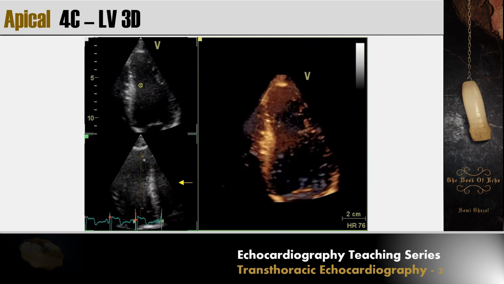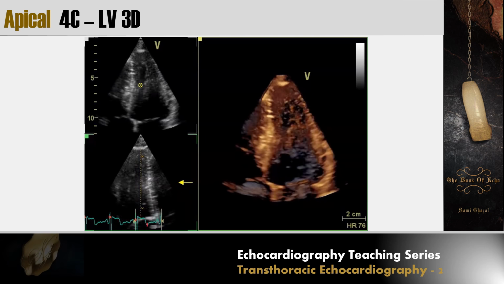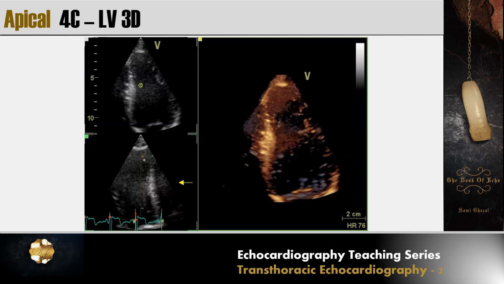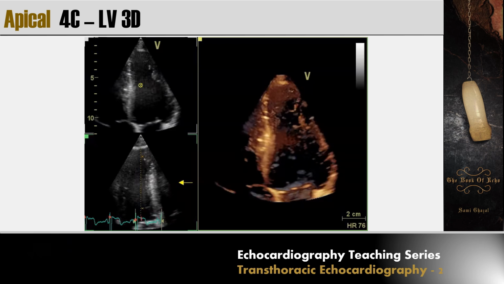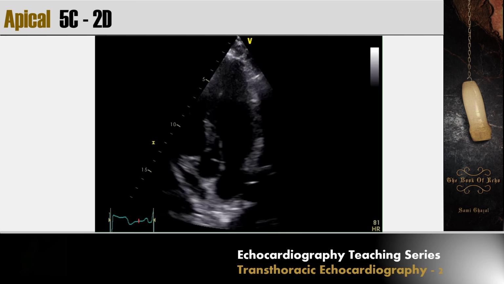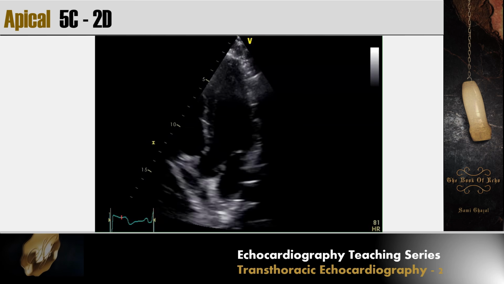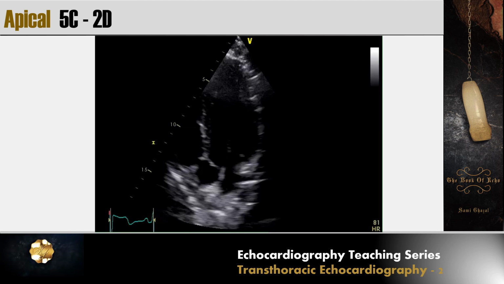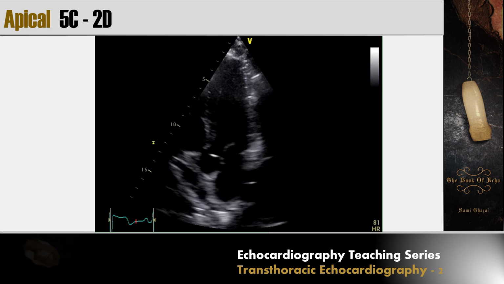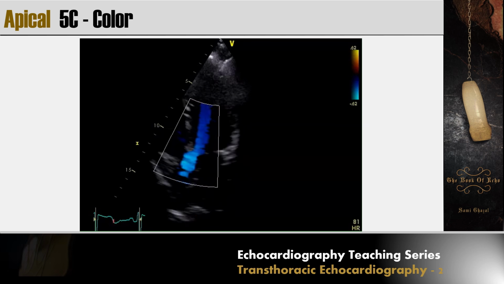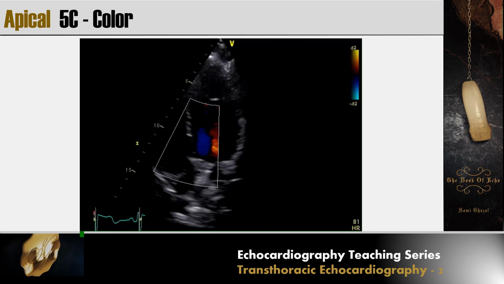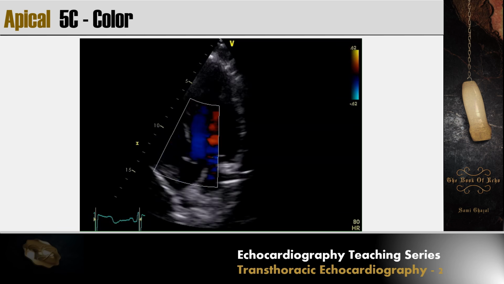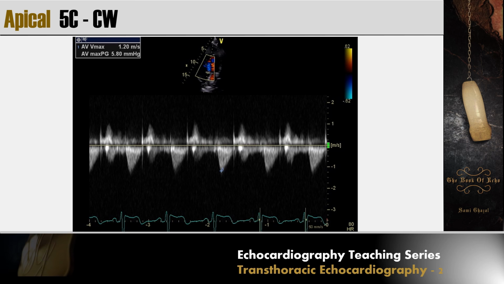If you have the capability of 3D, before you leave the apical fourth chamber, just acquire the 3D image of the LV. From the apical fourth chamber and a little bit of anterior angulation, we will record the apical 5-chamber view in 2D. Then put your color sector here in the LVOT and aortic valve. The color flow should guide your cursor of Doppler. So then you align your cursor of Doppler here, parallel with the color, and acquire a continuous wave Doppler of aortic valve.